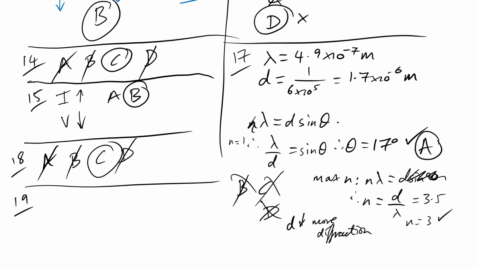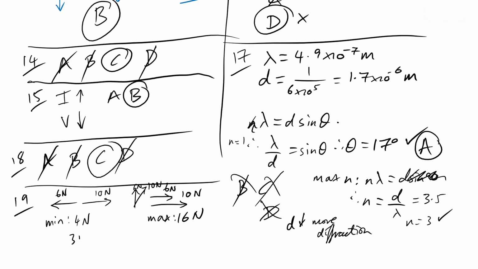Nice and easy. 19. So we have a 6 Newton and 10 Newton forces. What could not be the resultant force? Whenever it comes to thinking about maximum and minimum, we just think, what if they're in opposite directions? And what if they're in the same direction? And then we can have them at any angle in between. So the minimum we can have is 4 newtons if they're counteracting each other, and the maximum we can have is 16 newtons. So the only one that we can't have is 3 newtons. So therefore, it's going to be D.